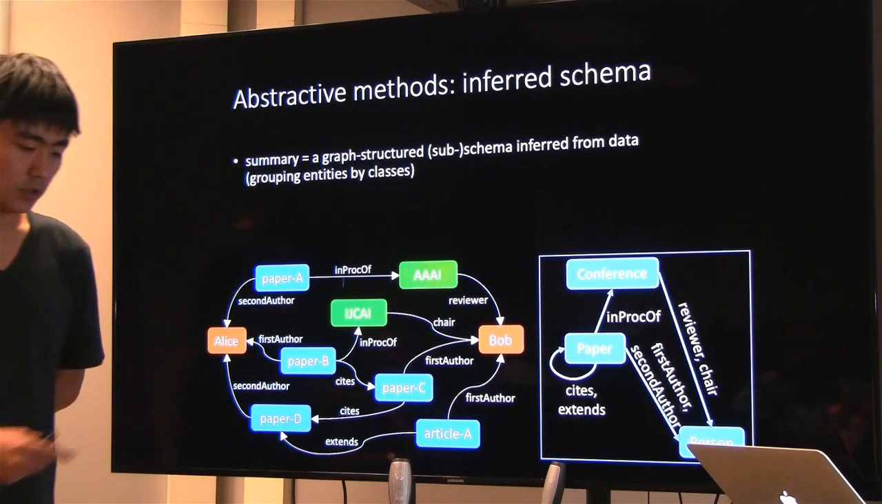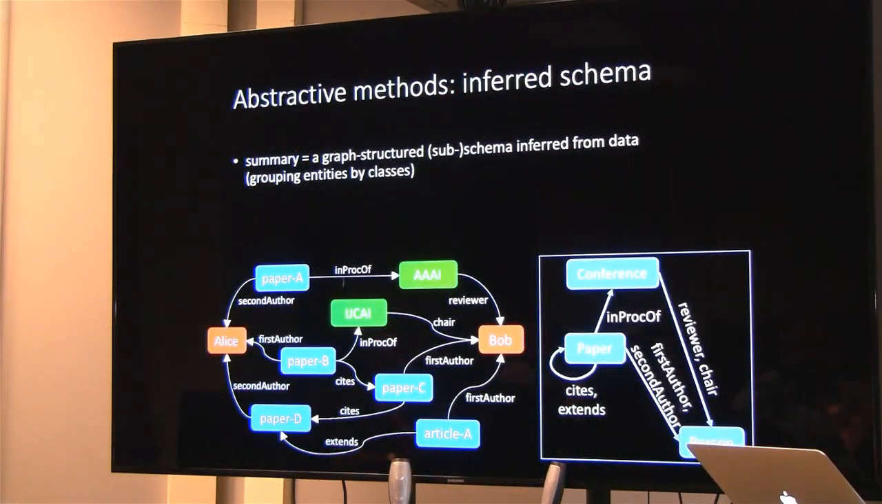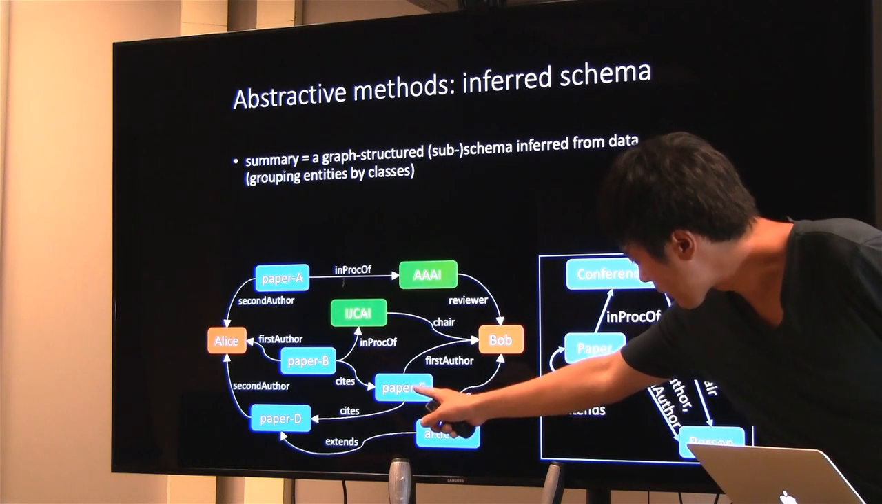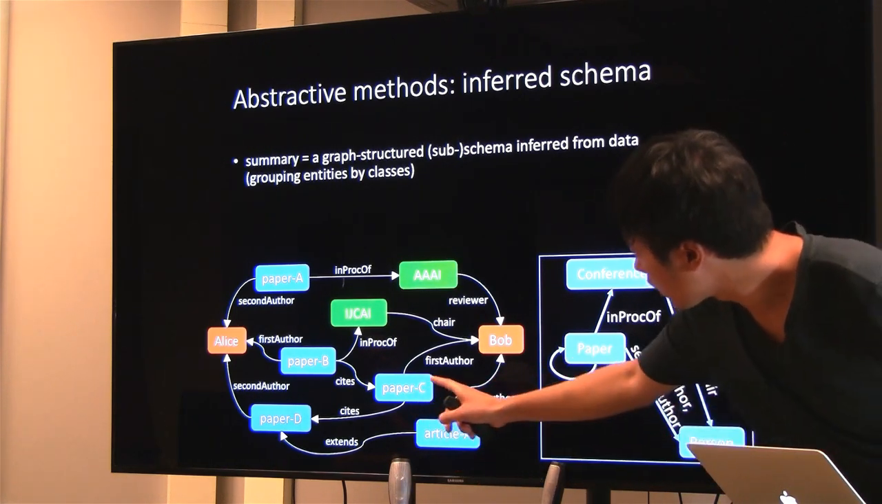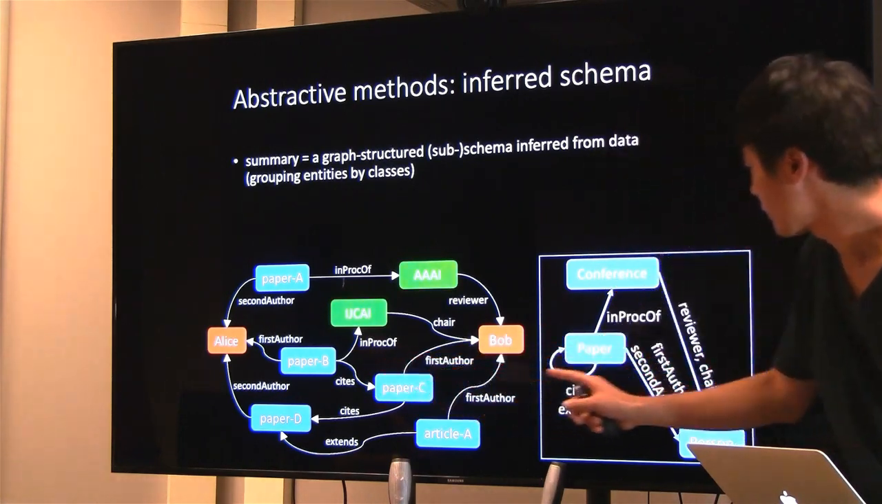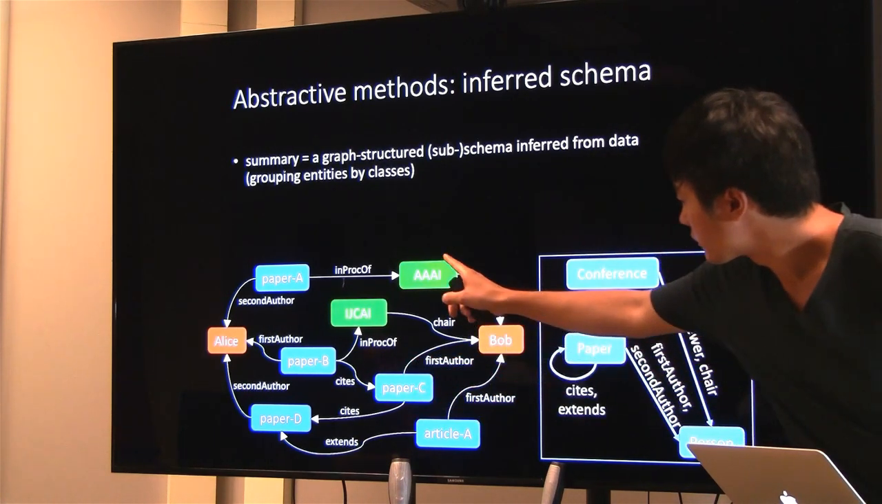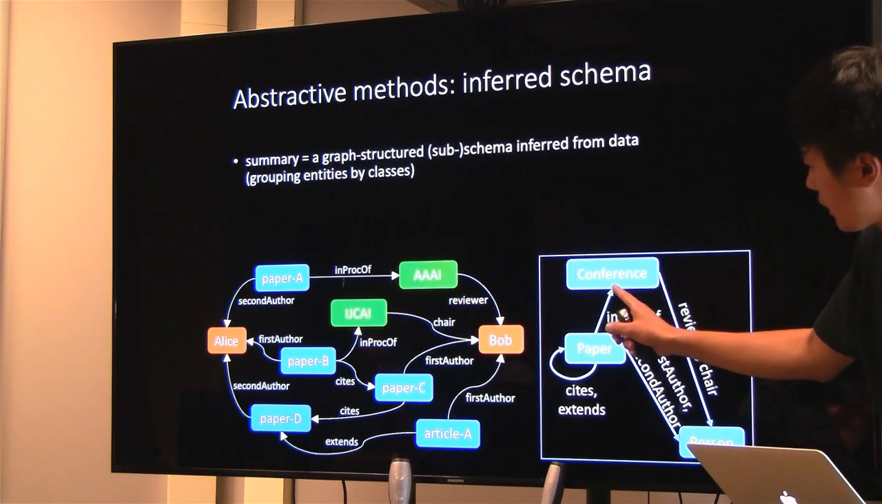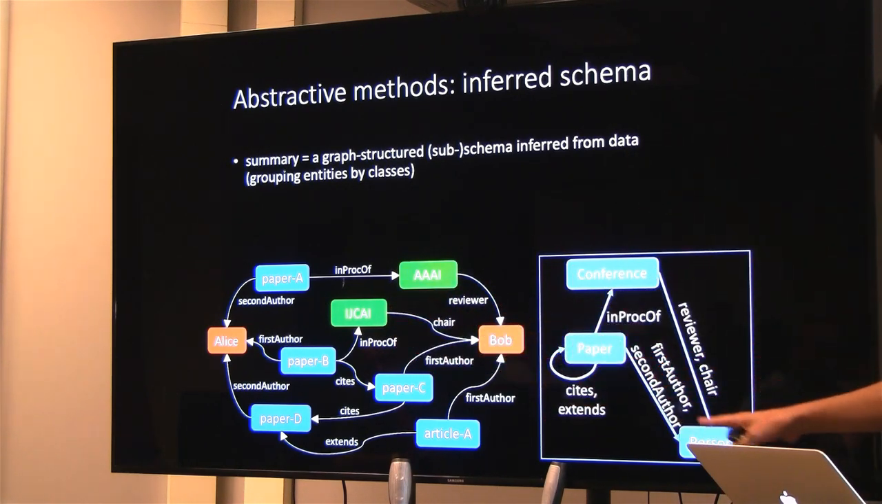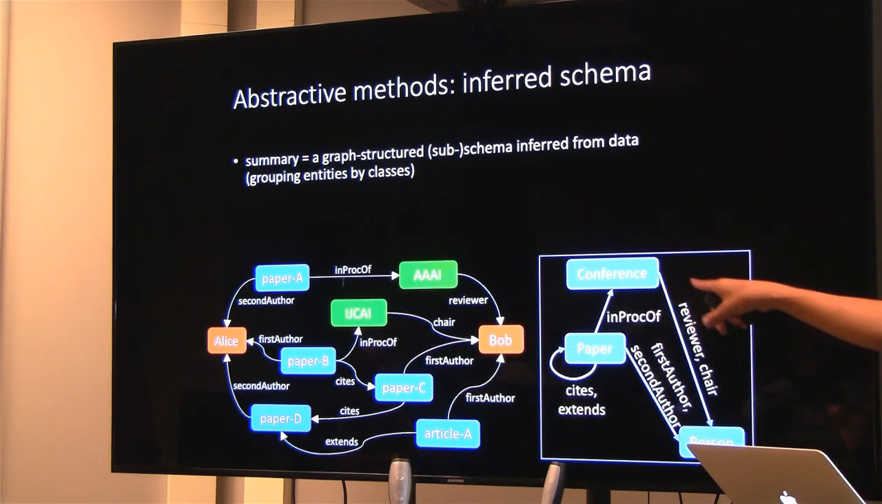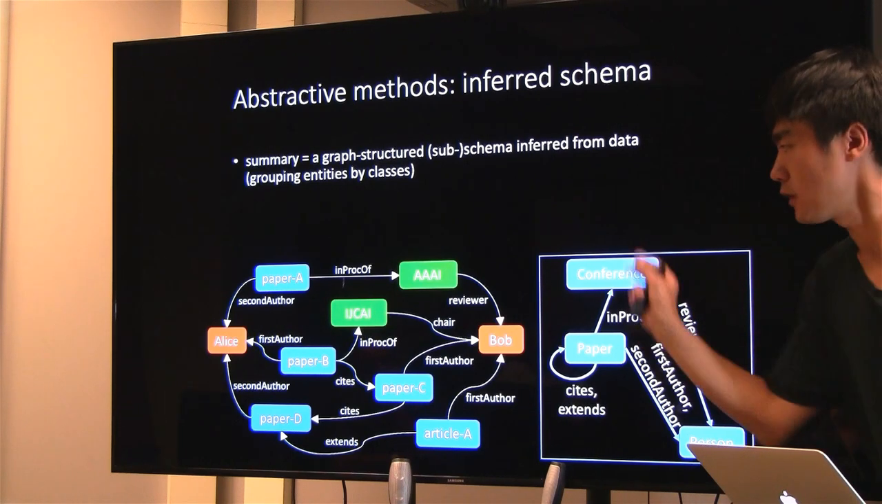That's the idea. But you know, in semantic data like RDF data, RDF is actually schemaless, right? We can have the data without any schema, so we need to infer the schema from the data. That's kind of weird, right? So for this, these four entities are papers, so we have a paper class here, and these are two conferences, so we have a conference node here. And we also have two persons, so we have a person class here. And we can aggregate relations into this graph. So we have a schema that can be inferred from the data, right?